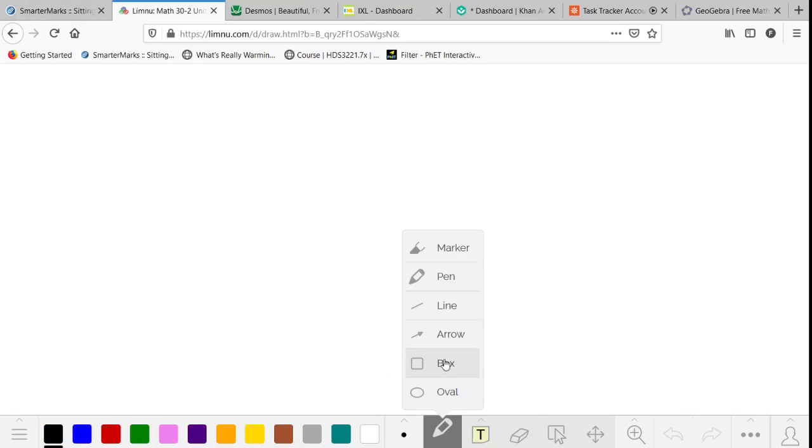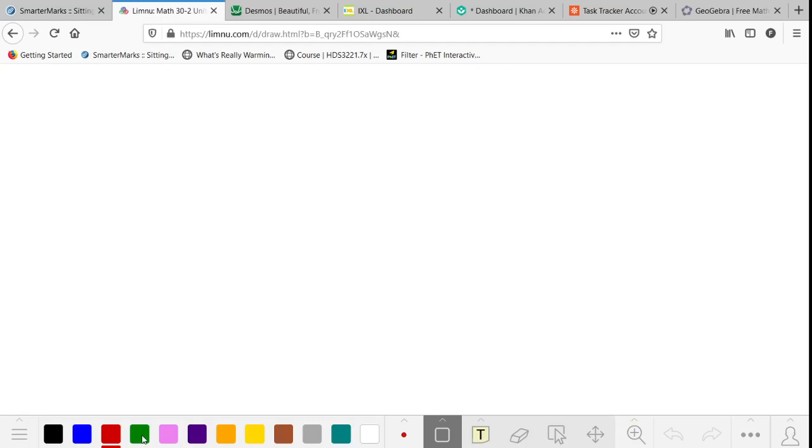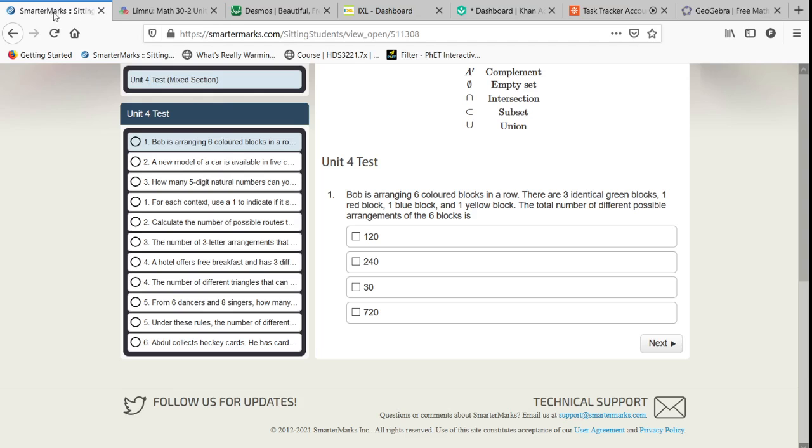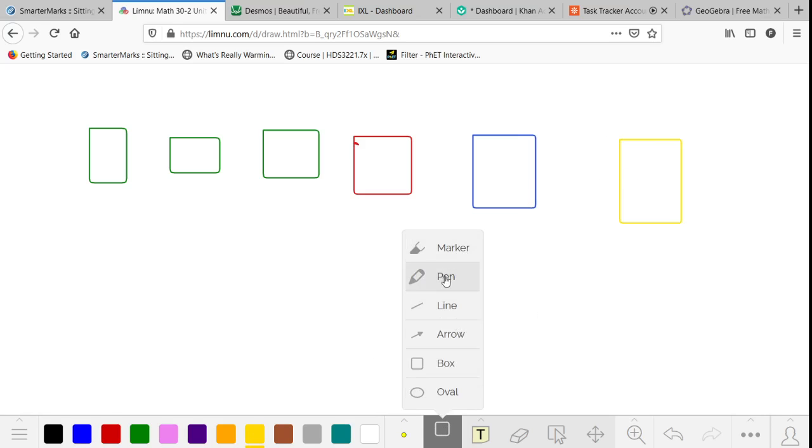We have, let's run through this again. So we have 3 identical green blocks, right? 1, 2, 3. Pretend they're identical. 1 red, 1 blue, 1 yellow. So red, blue, yellow. So how many ways can we rearrange these?